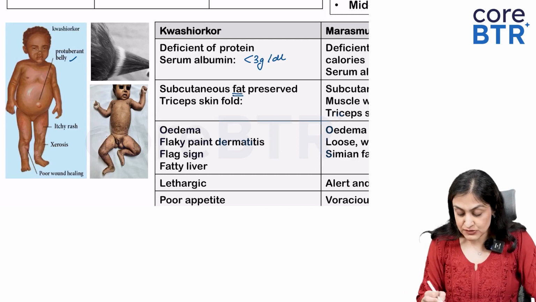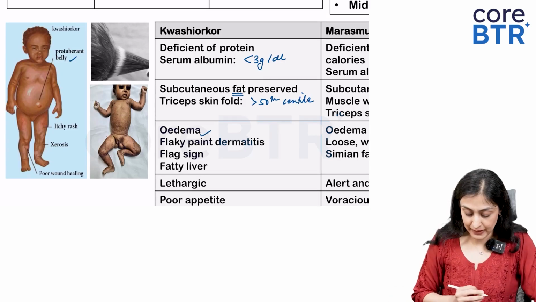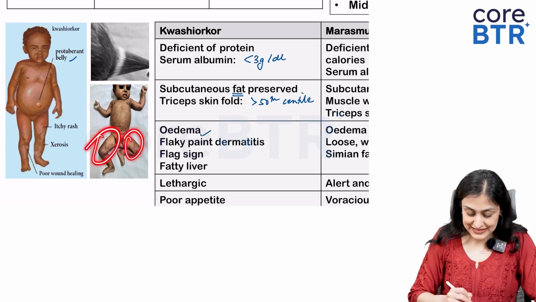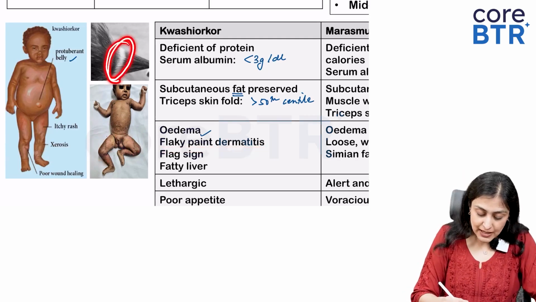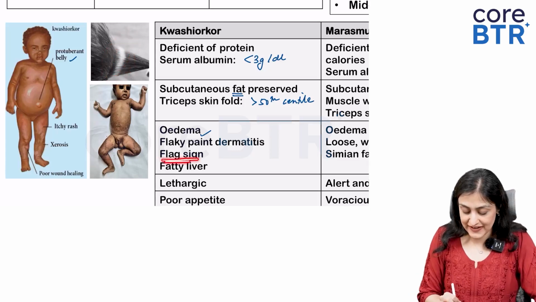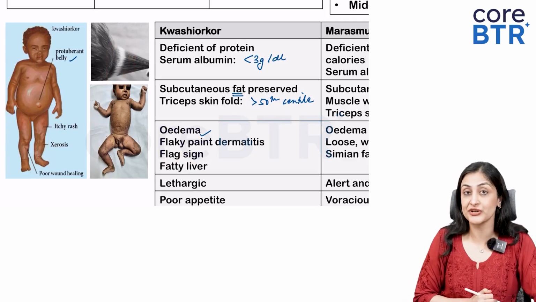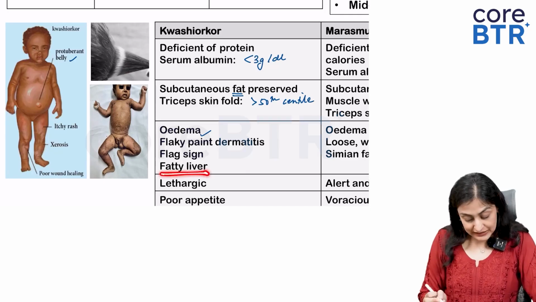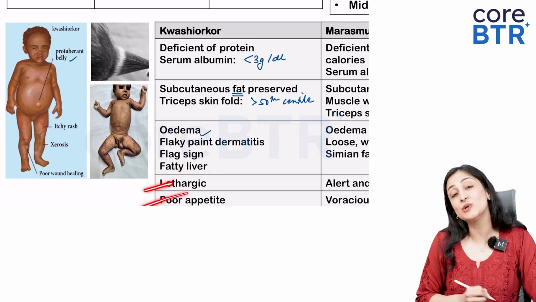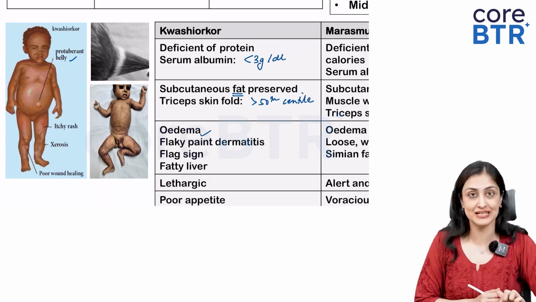So subcutaneous fat is preserved. In fact, because of edema, this will be above the 50th centile. So there's edema. You can see this dermatitis, scaly rash called flaky paint dermatitis. You will see some depigmentation of hair called the flag sign, which represents that at that time the child was not getting nutrition. So that's the flag sign, lack of nutrition at that point. Fatty liver can happen. They are lethargic and have poor appetite. It's a sign of protein deficiency.